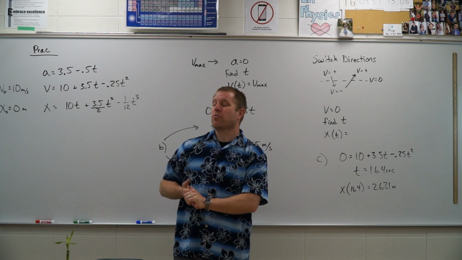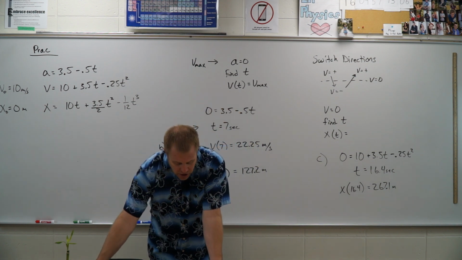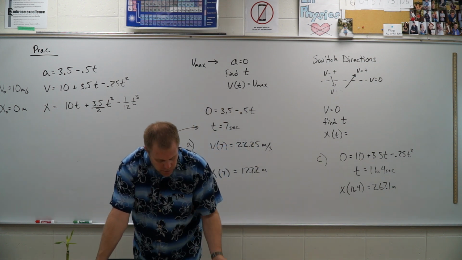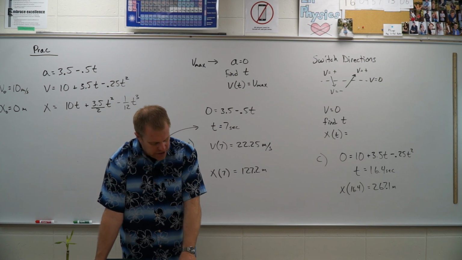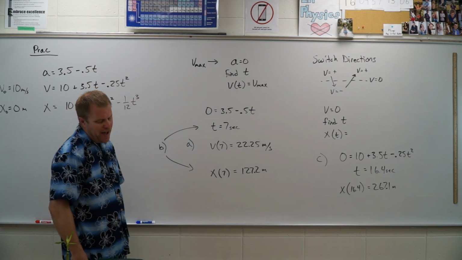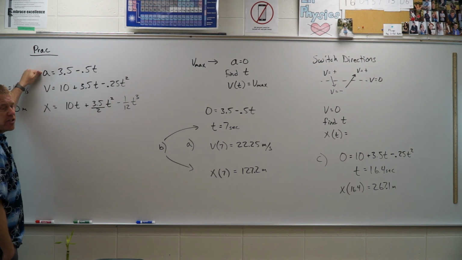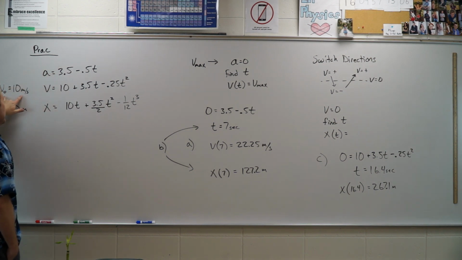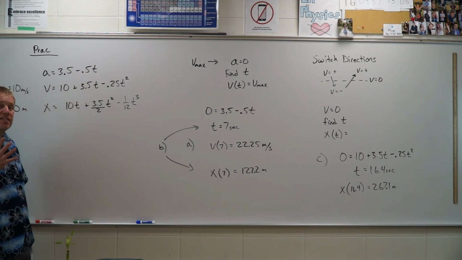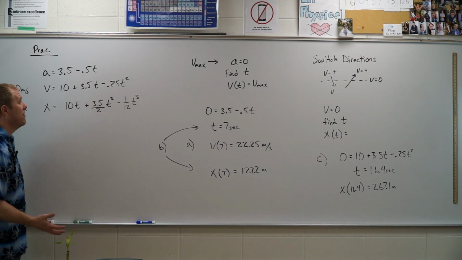All right, let's see how you did on this practice one. So a car starts at 10 meters per second at the origin and has an acceleration of 3.5 minus 0.5t meters per second squared. So they give you the acceleration. So now they also give you the initial velocity and the initial position. The reason they're giving those to you is those are essentially your constants of integration.